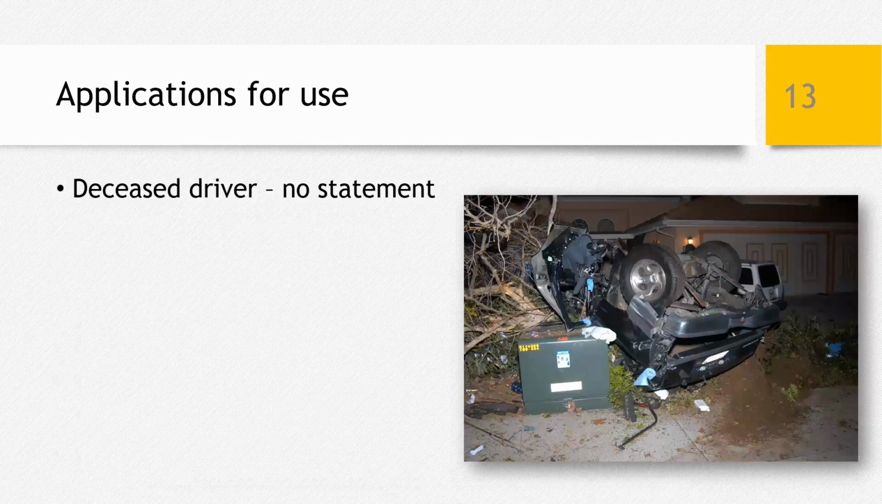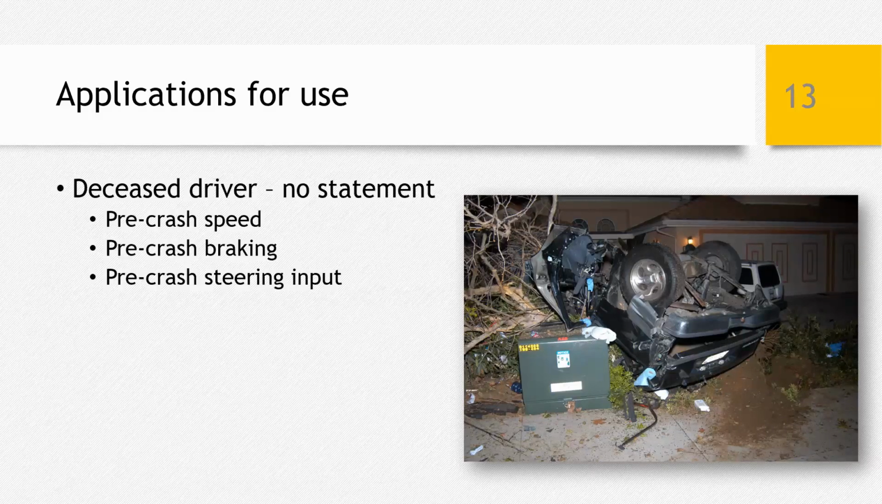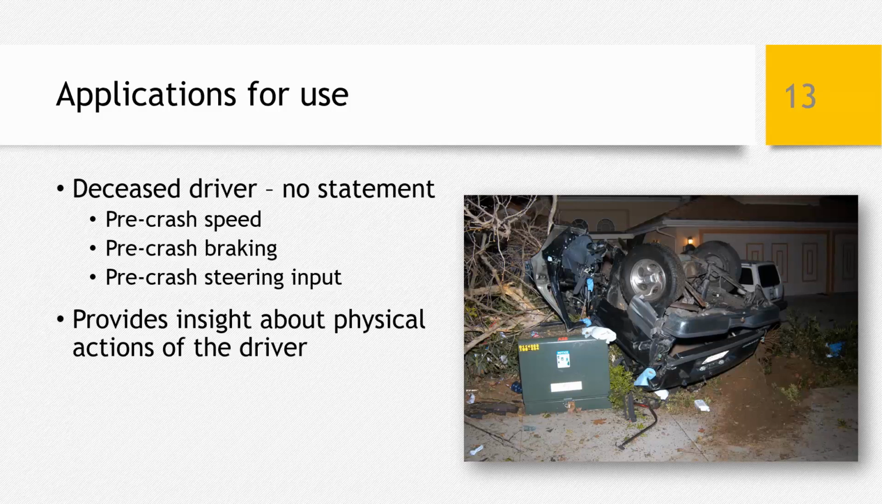A deceased driver, a single vehicle fatal accident, no witnesses. The EDR data can be very useful here. Your pre-crash speed, pre-crash braking, pre-crash steering input, and all the other data elements you'll have access to. This may be the only evidence that gives you any insight as to the physical actions of a driver leading up to a crash. The driver's deceased, there were no witnesses. What was the driver doing? Often this information can't be determined by the physical evidence at the scene. So EDR data can be really incredibly powerful and useful in these types of cases.